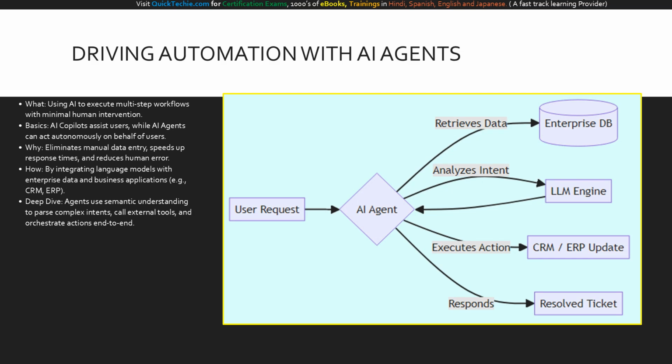Building on our value proposition, let's look at how this comes to life through automation. Generative AI moves beyond simple chatbots to intelligent agents. What are AI agents? They are task-oriented entities that autonomously perform actions and orchestrate workflows across your systems. Why is this revolutionary? Because it fundamentally changes how work gets done. Instead of a human opening 5 different applications to resolve a customer issue, an AI agent can retrieve the data, analyze the sentiment, draft the response, and update the CRM automatically.